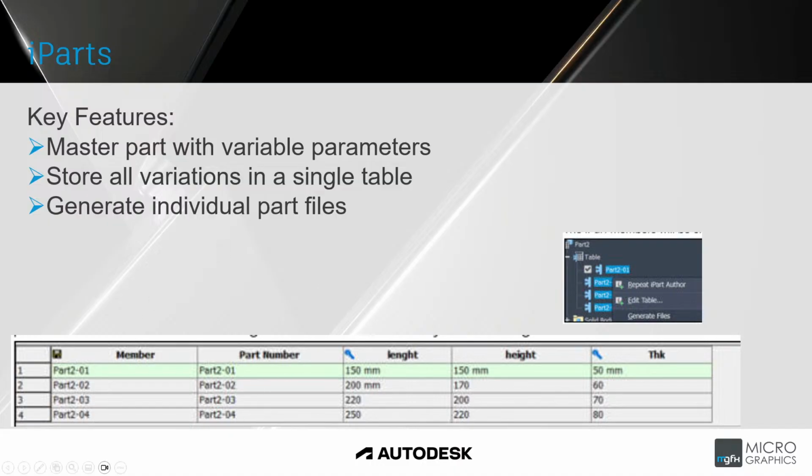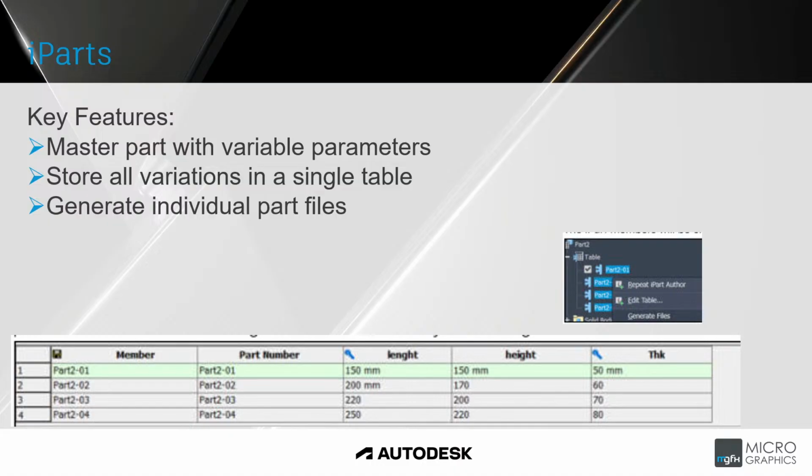The key features would be the master part with variable parameters, where it stores all the variations into a single table, and you can go and generate your individual part files directly from this table. When we think about the key features, you go and create a master part with a variable parameter, for instance length, diameter, hole spacing, etc. You store all your variations in a single table and automatically generate individual part files as needed.